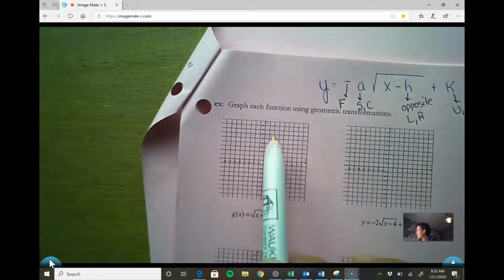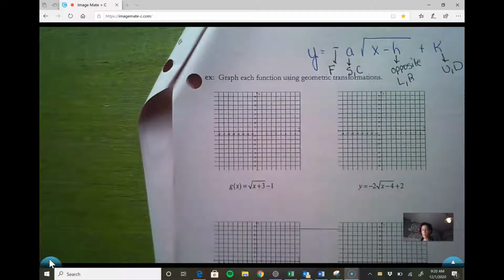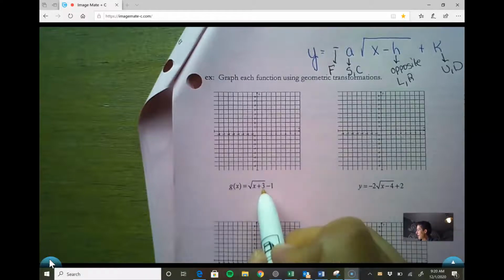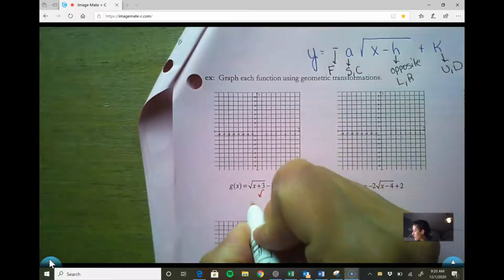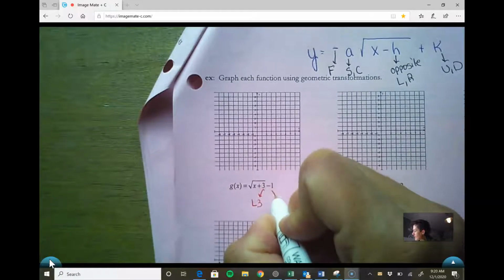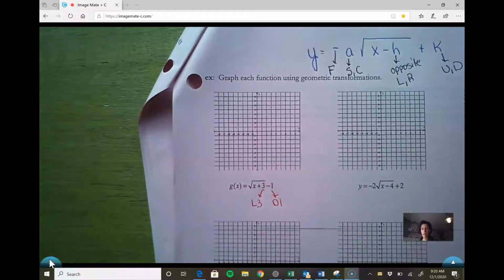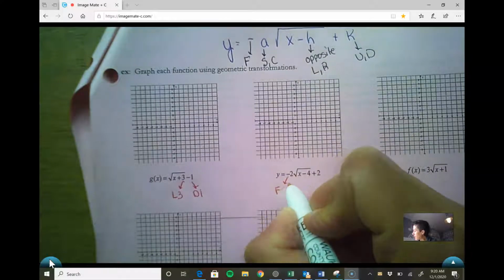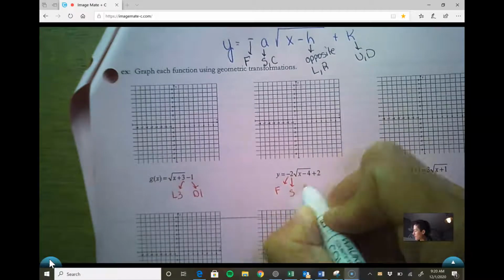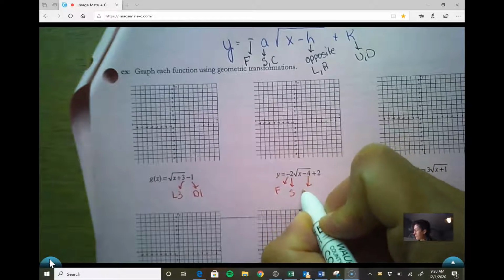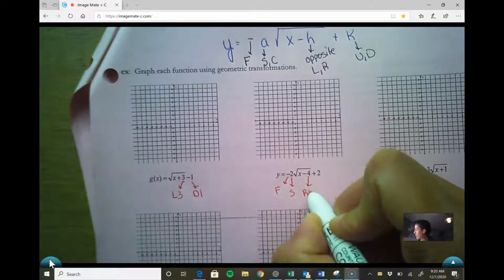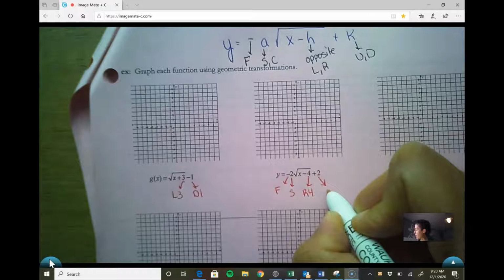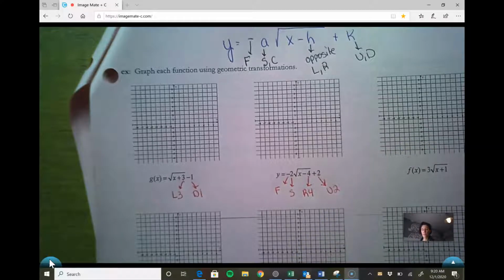We're going to graph each function using a geometric transformation. So let's talk about what the transformations are first. In this one, in my house, I've got h, so this is going to go left 3, and this says it's going to go down 1. When I look at this one, this is going to be a flip. It's also going to stretch. The minus 4, because I'll take the opposite, will say to go right 4, and the 2 will say to go up 2. All right?